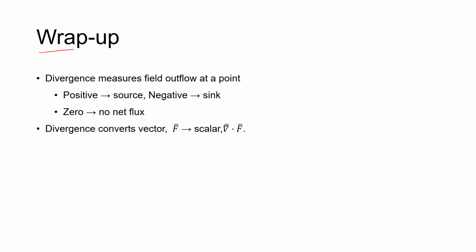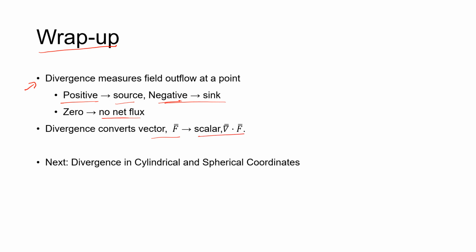So let's wrap up. We have learned that divergence measures field outflow at a point. If it is positive, this means it is a source. If it is negative, this means it is a sink. And if it is 0, then there is no net flux. Divergence converts a vector field to a scalar field. And next we will learn together how to calculate the divergence in cylindrical and spherical coordinates.